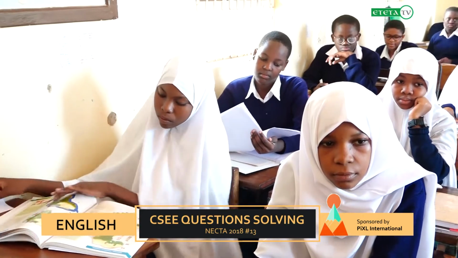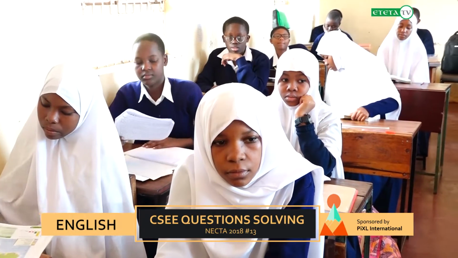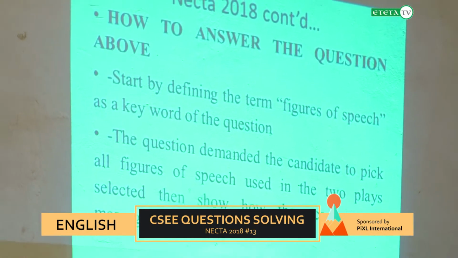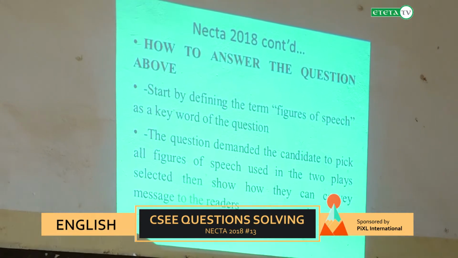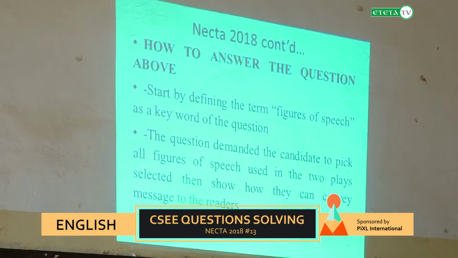But secondly, the question demands. What does the question demand? The question demands the candidate to pick all the figures of speech which are used in the two plays selected. So the two plays that you are going to select, you have to know the requirements or the demands of the question, because you cannot start answering the question without knowing what the question demands you to do. Then you have to show how the figures of speech can convey the message to the readers. Are we together? Okay, so that's the second point you have to note.